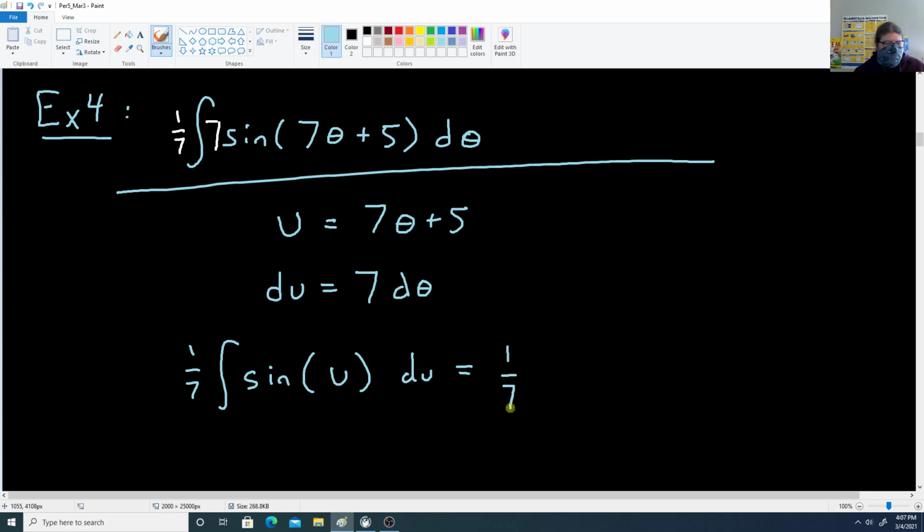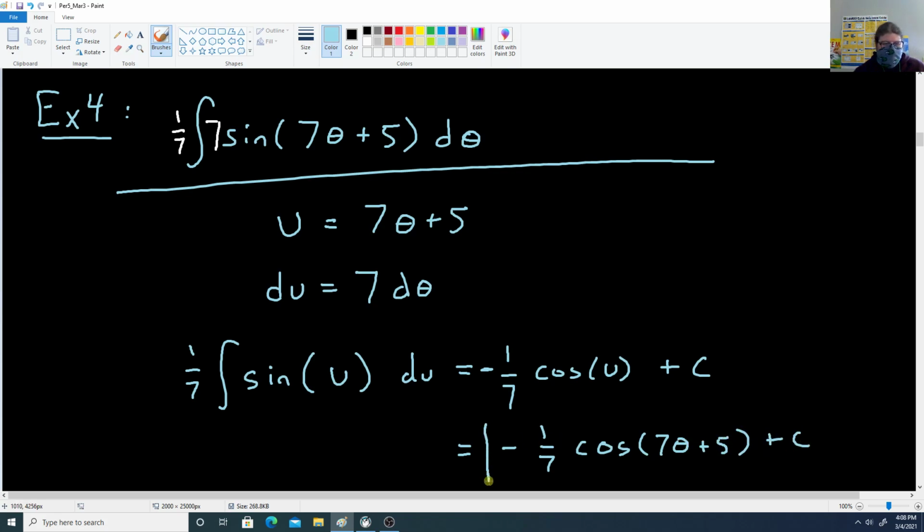So I think, okay, who's the function when I take its derivative turns into sine of u? That would be negative cosine of u. Then I need to put a plus c after it. And then after I do that, I need to replace the u with what u actually equals in terms of theta this time instead of in terms of x. So I get negative 1/7 cosine of 7 theta plus 5 plus c.